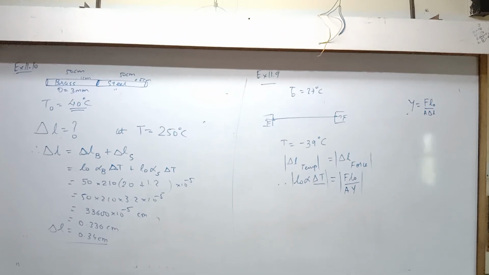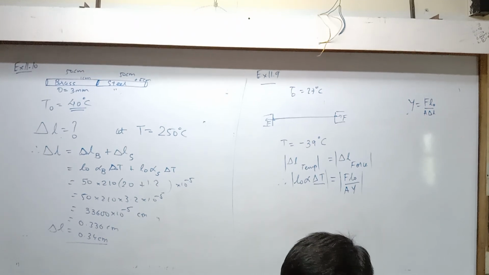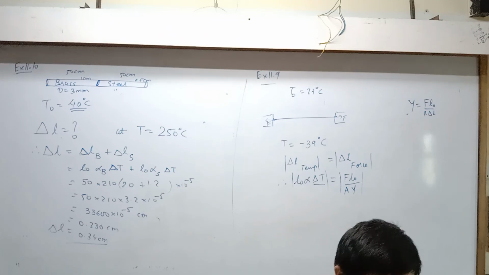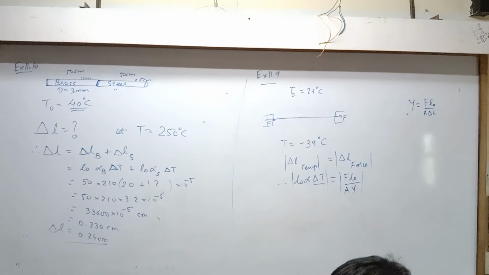Anything else? Somewhere it is written that the ends of the rod are free to expand. I explained that to you in the morning, right? If they are not free to expand, if you clamp from both sides, then nothing happens. Okay fine, so this is it, don't worry, right?